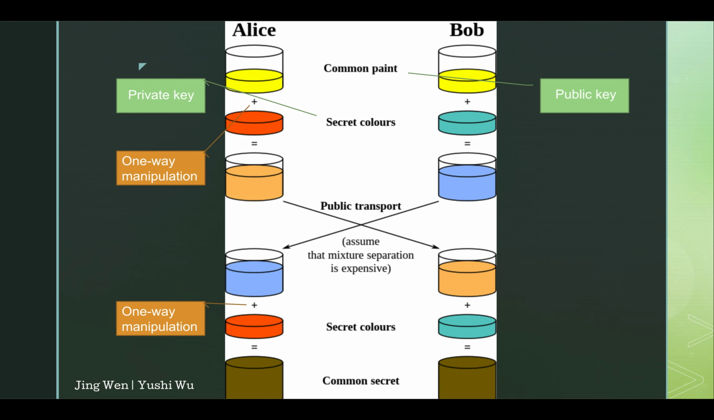So we apply the same methodology to our chatting system. The common paint becomes a key. Alice and Bob start with the public key and use some one-way manipulation. They can come up with their public keys by combining the public key and private key, which they then transfer to the other counterparty. When they receive the other party's public key, they can use it with their secret key to come up with the shared key to decrypt the message.